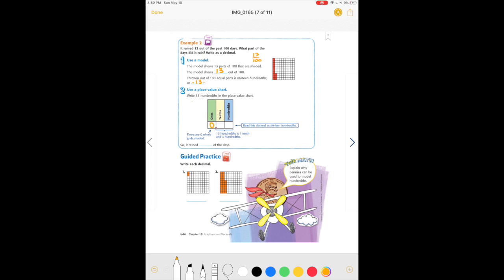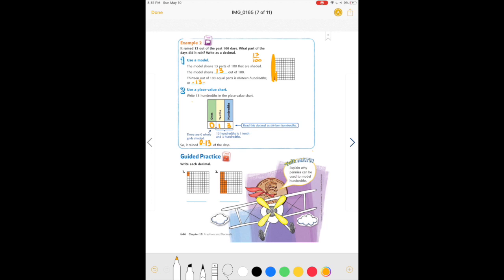There are 0 whole grids shaded. 13 hundredths is 1 tenth and 3 hundredths. There's 1 whole tenth and then 3 hundredths pieces. So it rained 13 hundredths of the days.